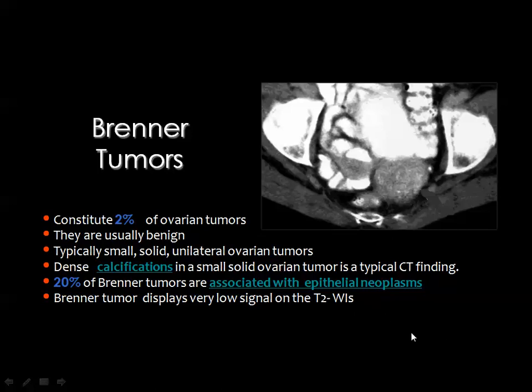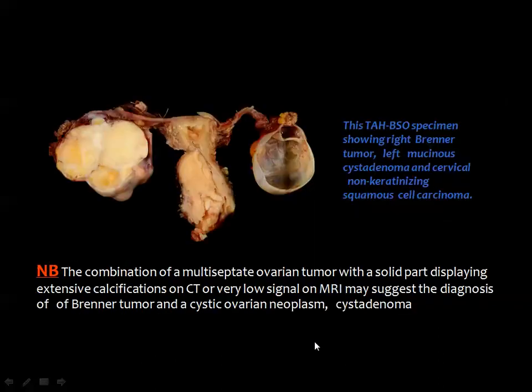And sometimes, or many times, the Brunner tumors will display a low signal on T2 weighted image, and they may simulate the ovarian fibroma. And here is an example of a Brunner tumor in the right ovary associated with carcinoma of the cervix, and the epithelial tumor in the left ovary in the form of mucinous cystadenoma.